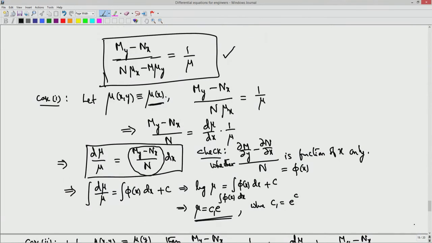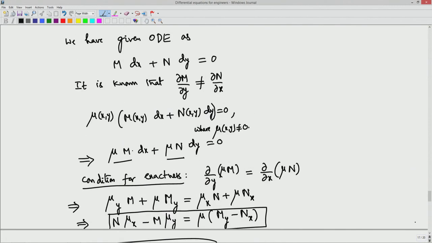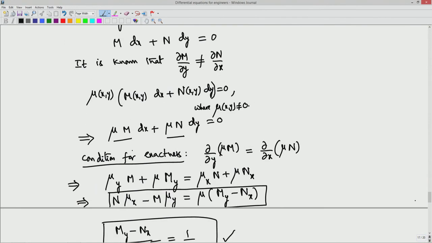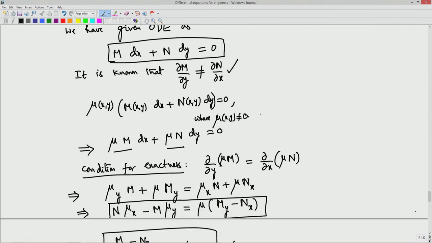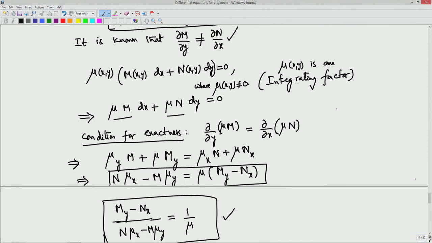an integrating factor. So this is what is called the integrating factor method. So what I do is, given the equation, you know a priori that the given equation is not an exact equation because this condition is not satisfied. So you multiply by mu, which is called an integrating factor.